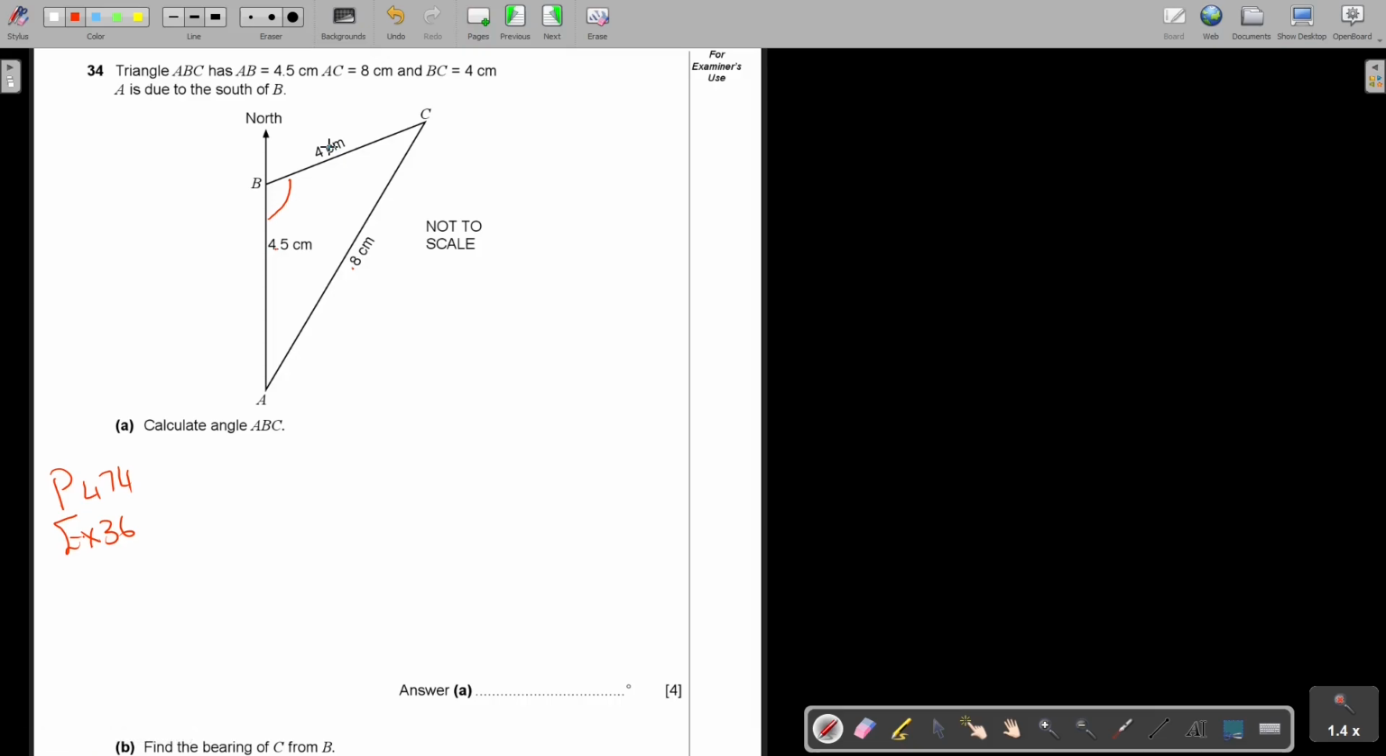So I'm going to say cos of angle ABC. And then I'm going to start by taking the sides around the angle. So it's going to be 4 squared plus 4.5 squared. Okay. And then the one opposite, I'm going to subtract 8 squared. And then I'm going to divide it by 2 times 4 times 4.5. The 2 that I was adding, I just multiply.